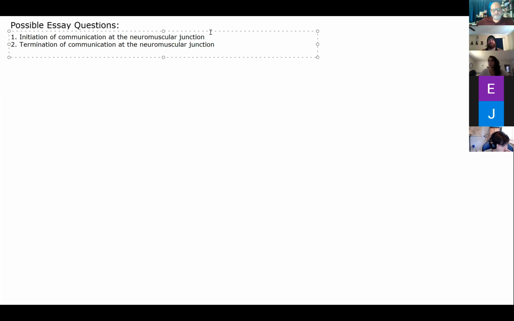What's another one? Initiation of muscle action potential at the motor end plate. So I see where you're trying to go with that, but remember, how am I going to ask the essay question? Excitation and contraction couple. Wait, why did I number that 4? Did we miss one?